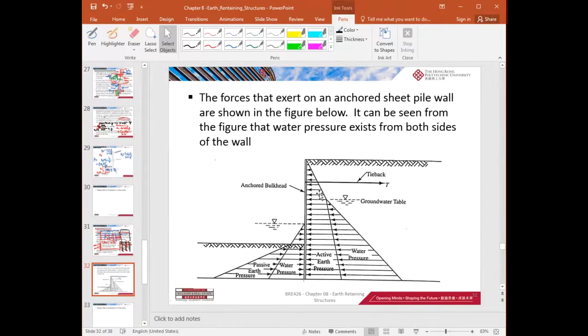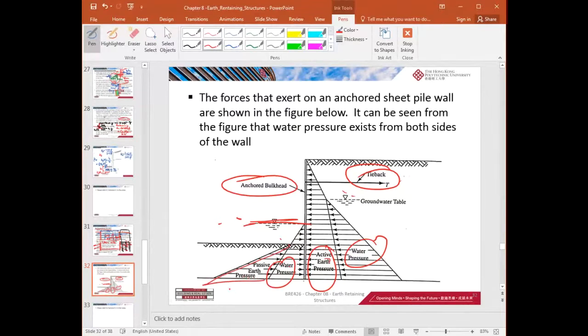Well, for this system, I could talk a little bit about it. Now that's the anchor head. Anchor, tieback. So you have to provide this force. And then you have the active pressure here. You got the water pressure here, and a water pressure there because you got the water table here. So again, you got a water pressure.